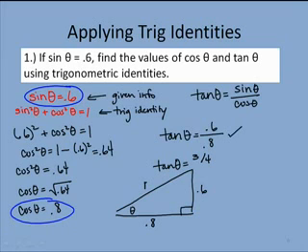Okay, so we'll be doing some more applications of trig identities in class. So start memorizing all of those values of sine of 30 and sine of 45 and cosine of 30 degrees, and start getting to know those trig identities. We'll see you in class.